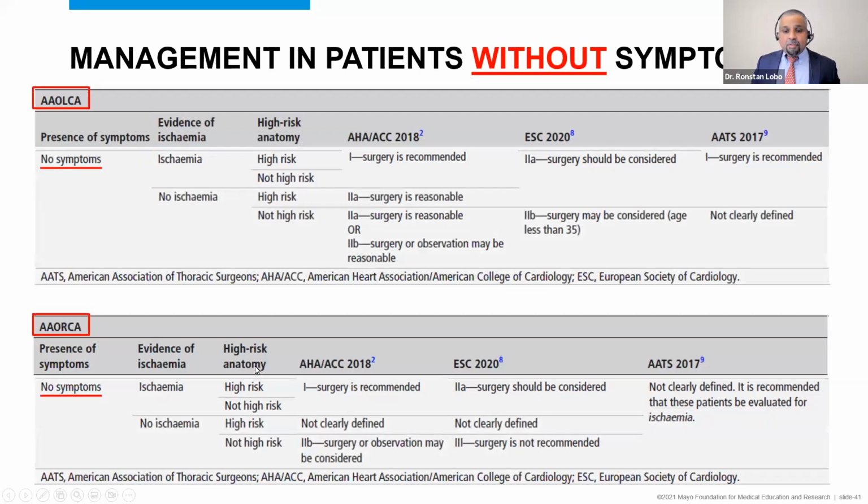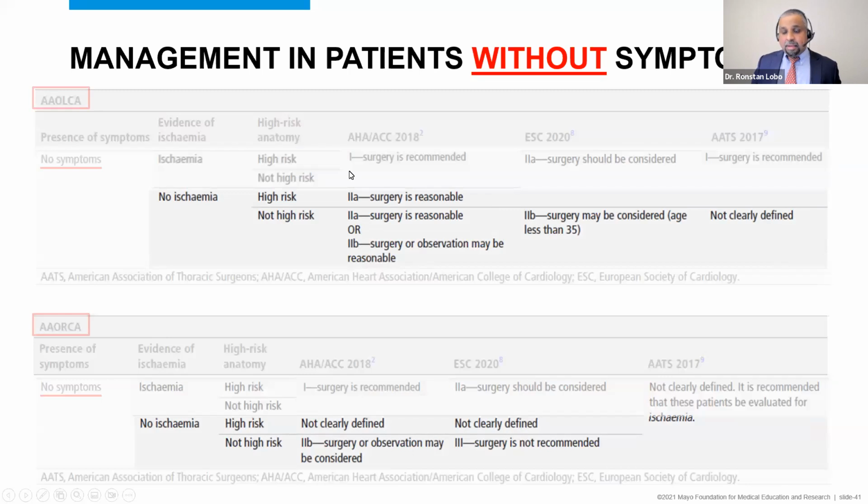The data is lacking, of course, in patients with no symptoms and no ischemia. Now, what is important to know with AAO-LCA is that even if you have no symptoms, no high-risk lesion, no ischemia, surgery can still be considered.